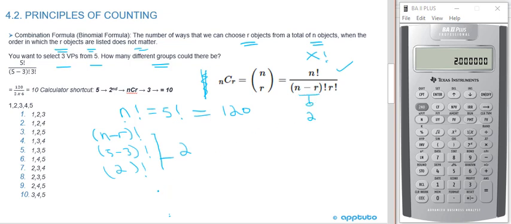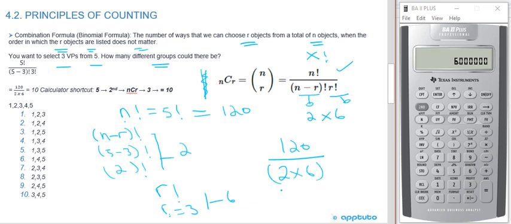The final thing we have to do is r factorial, and we know r equals 3, the 3 VPs that you want to choose. So that's 3, second, x factorial, which is 6. So 3 factorial is 6. Now our numerator is 120, and our denominator is 2 times 6, so it's 120 divided by 12, and that equals 10.